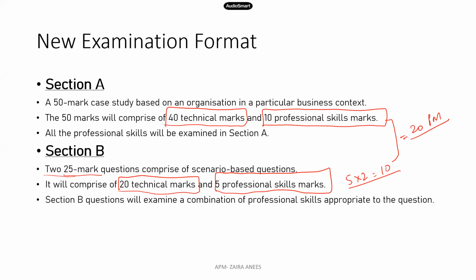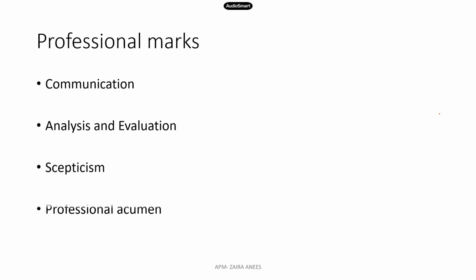For them, it's not a big problem. But for those who have English as a second language, they are actually facing the problem, and probably that is the reason why the examiner is now concerned regarding this. Okay, professional marks. There are four areas which the examiner is actually expecting students to answer. The first one is communication.